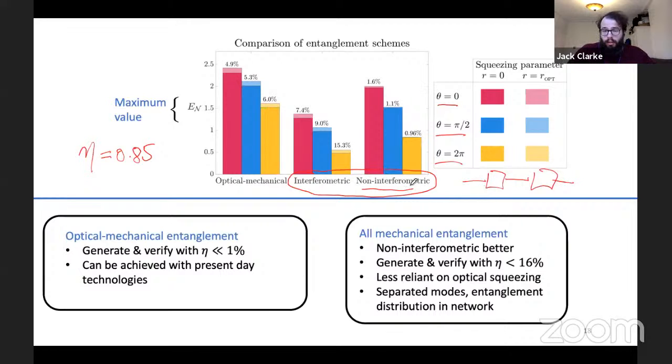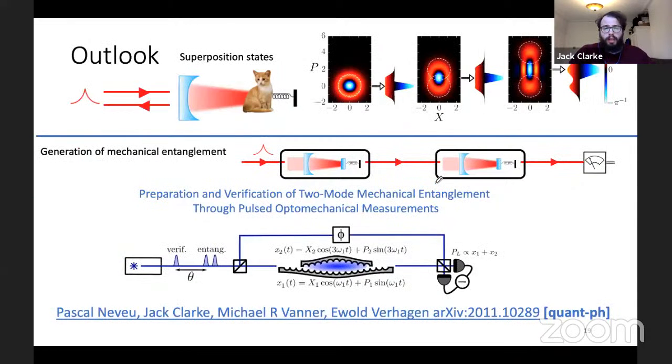And also, the non-interferometric design requires less ambitious increases in the total optical efficiency compared to this case. And yeah, I guess that's one of the main results of this work, that the non-interferometric design is better.